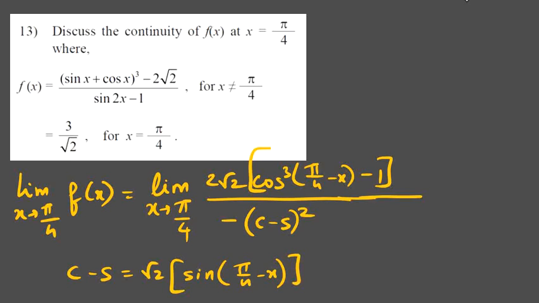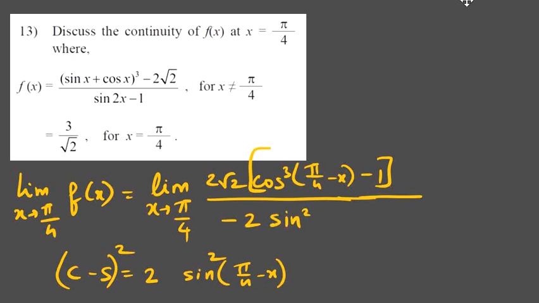Sin (pi by 4 minus x), but in the denominator we have the square of it. So the square of this will be the square of the full term here. So when you take a square of that full term, we have root 2 square which is equal to 2, and the square of this bracket which can be written as sin square (pi by 4 minus x). So that is the denominator's term, that is minus of 2 sin square (pi by 4 minus x).